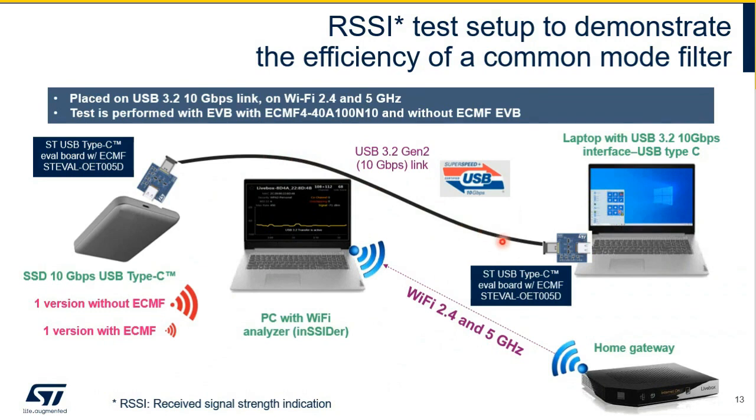So in this demonstration, we place a home gateway with 2.4 GHz and 5 GHz Wi-Fi. This box communicates with a computer, which analyzes the Wi-Fi signal received with a software. The software analyzes the power of the received signal and the frequency channel used. At the same time, we exchange data between a solid state drive and a computer communicating in USB 3.2 at 10 gigabit per second through a USB Type-C cable.